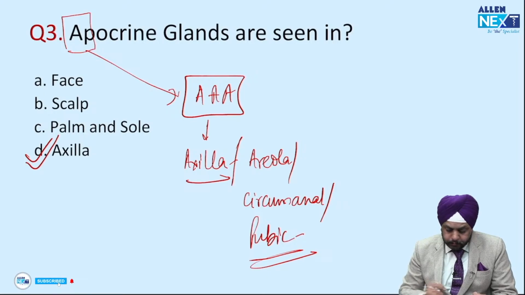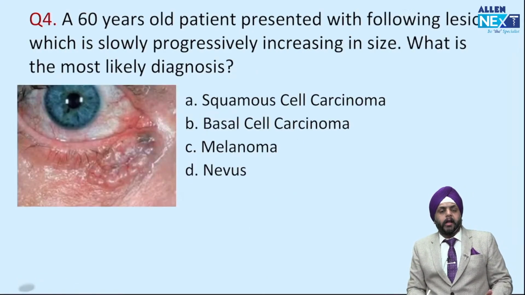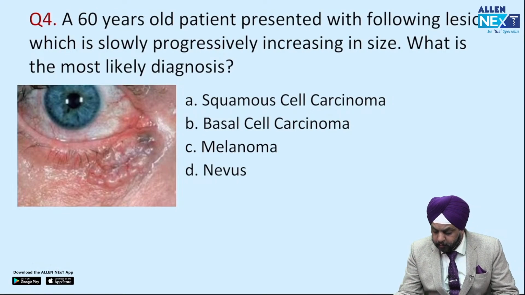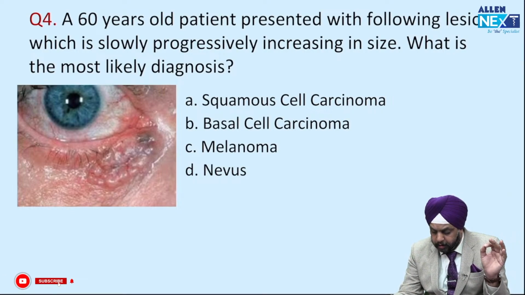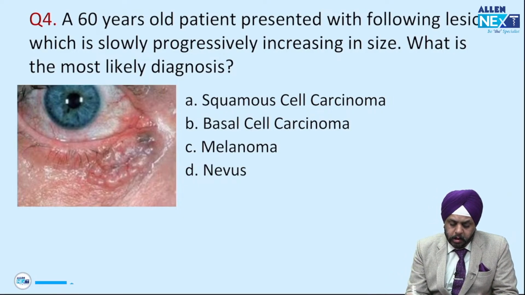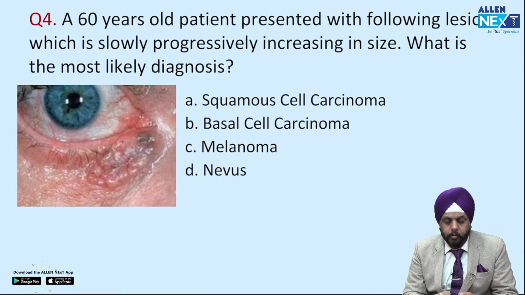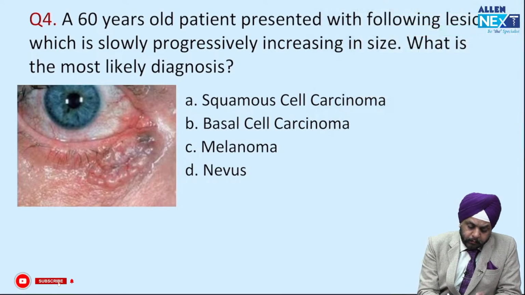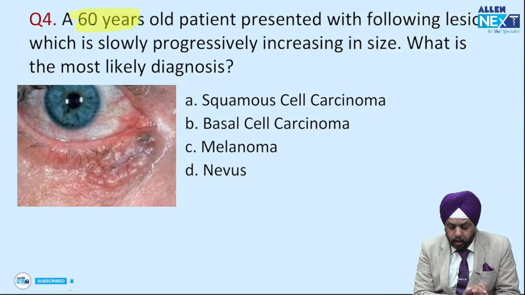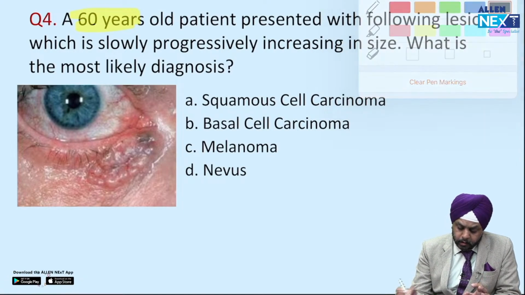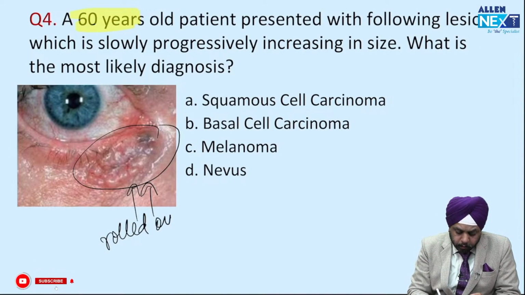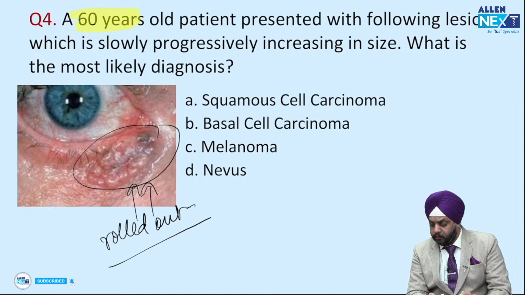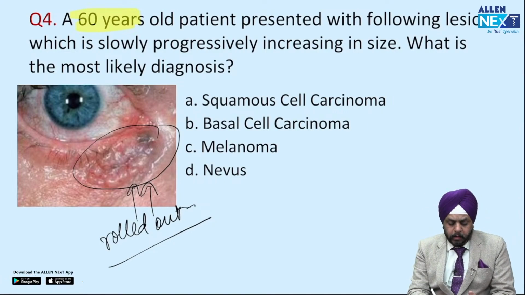Okay, next. Question number 4, again straightforward, and this was a repeat question that came in the exam. The image was new, I agree, but you don't get the same images every time. A 60-year-old patient presented with the following lesion which is slowly progressively increasing in size. So you see a 60-year-old man, an elderly patient, and you have a lesion on the face. This looks like an ulcer, and you can see that there are rolled out margins. So this is again an overlapping question with dermatology. So the answer was BCC.